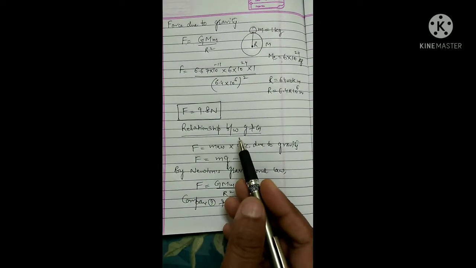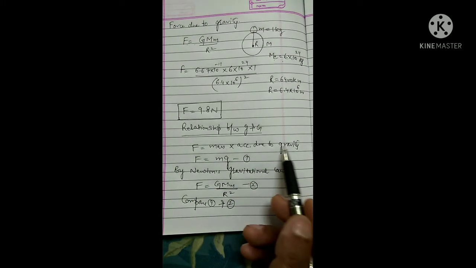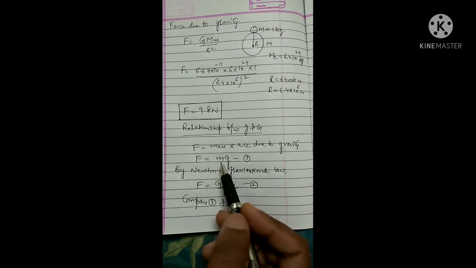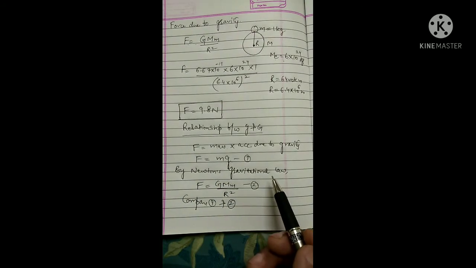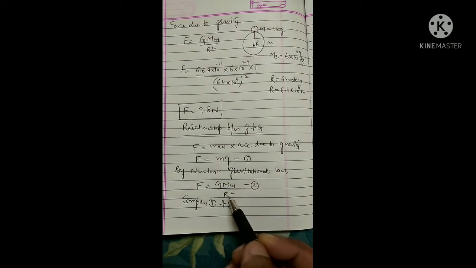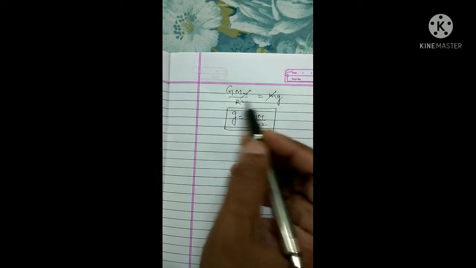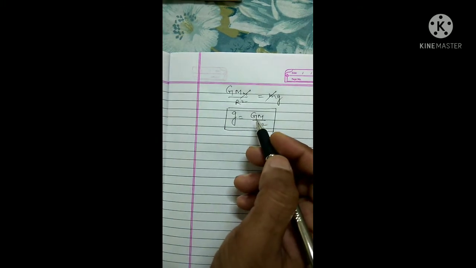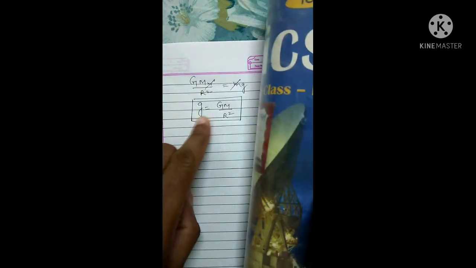Then there is a relationship between small g and capital G. F is equal to mass into acceleration, and acceleration due to gravity is small g, so F is equal to m g. According to Newton's gravitational law, F is equal to G M m upon r square. Now comparing 1 and 2, we get G M m upon r square is equal to m g. This small m will get cancelled, and small g is equal to G M upon r square.